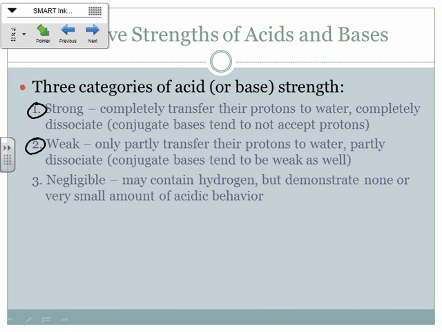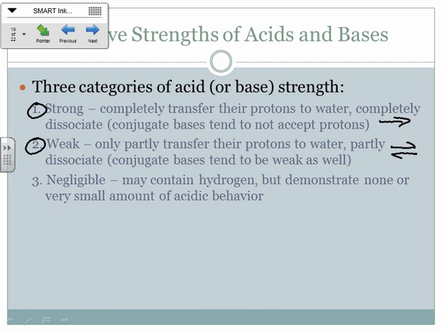Strong acids are strong electrolytes. They completely dissociate in water, and their conjugate bases tend not to reaccept protons. So strong acid-base reactions we typically don't write as equilibrium because they usually don't go back the other direction. Weak acids and bases only partly transfer, and what that means is only some of those molecules will actually transfer their protons to the water. So they partly dissociate, some do, some don't, and then their conjugate bases will sometimes go back in the reverse direction. So for strong ones we usually write a forward arrow, and for weak ones we write an equilibrium.